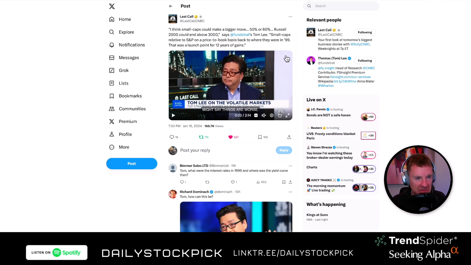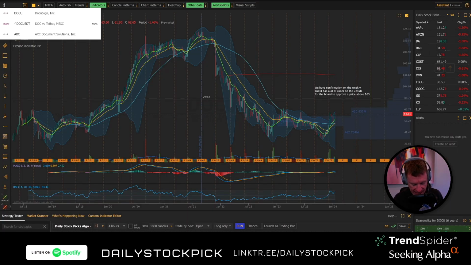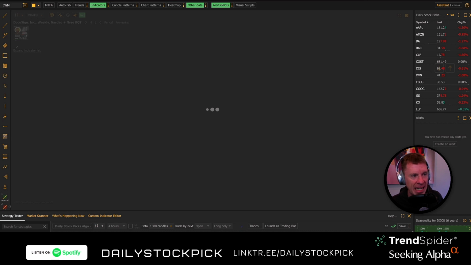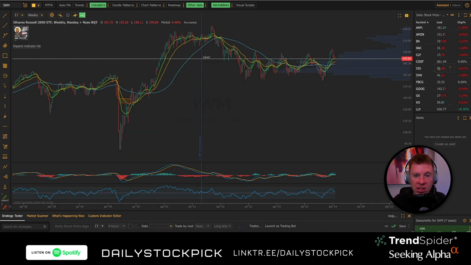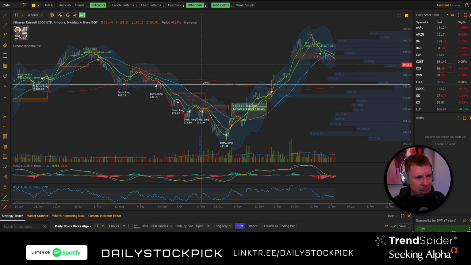Tom Lee, he thinks that the small and mid caps could make a 50 to 60% move and could end the year above 3,000. So where's IWM? And that would be the ETF that you want to take a look at, IWM. This is the Russell 2000. The Russell 2000 right now is at 187. In pre-market, you're down 1.5%.